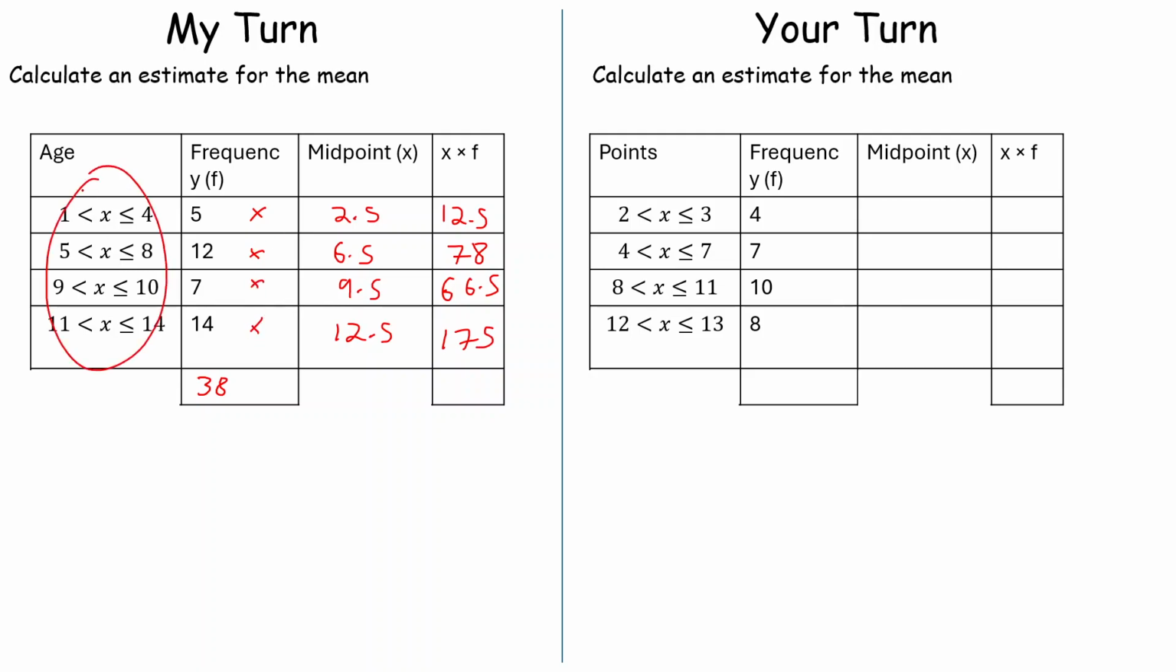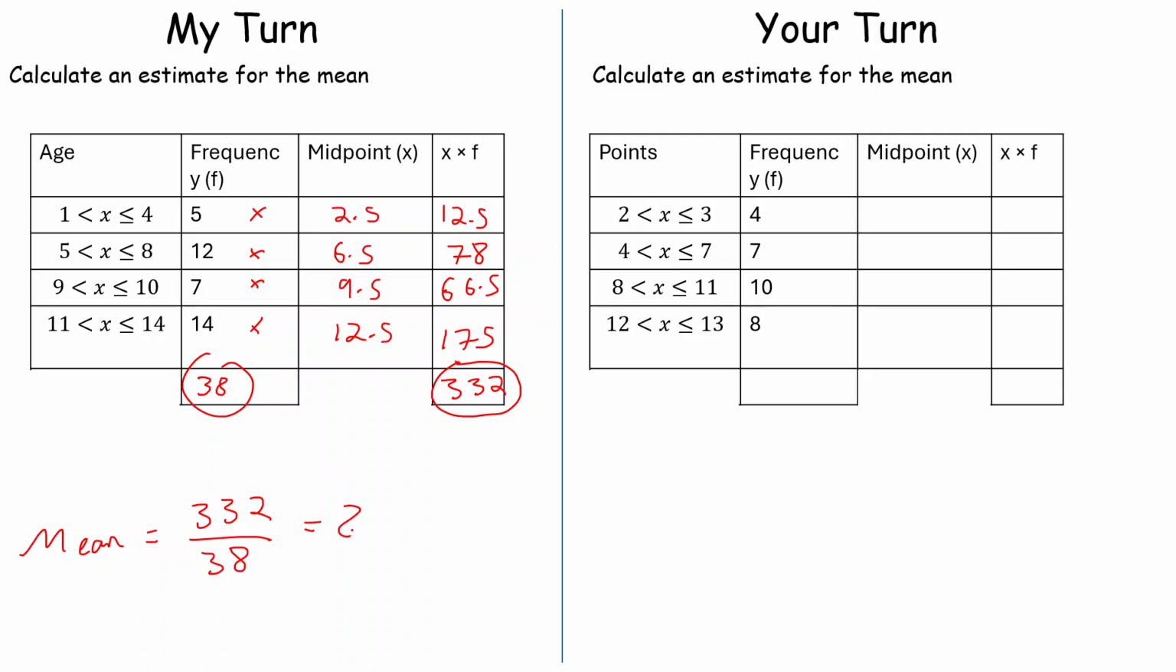It's just different notation, really, so just be aware of that. Now I add these all together: 78 add 66.5 add 175 gives me 332. The mean is the sum of everything added together divided by your total number of things, your total frequency. So the mean is equal to 332 divided by 38, and that is equal to 8.7 to 1 decimal place. Does that look pretty reasonable? Yeah, it does, because this is roughly in the middle, isn't it?